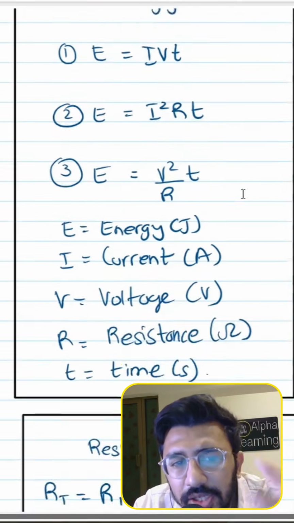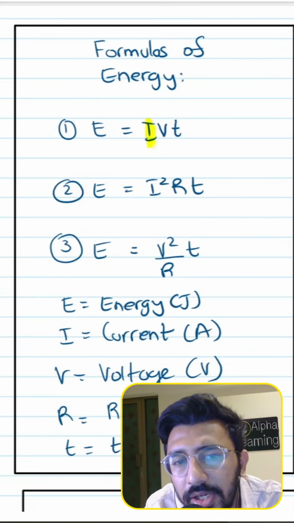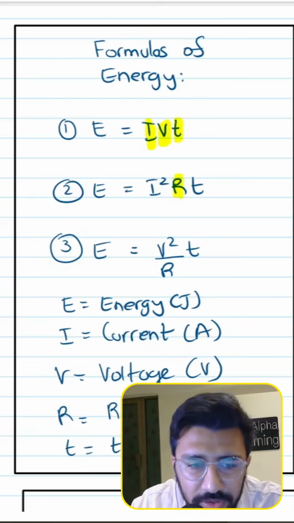इसी तरह energy के भी तीन formulas हैं. Energy is equal to IVT, energy is equal to I square RT, energy is equal to V square T over R, I being the current, V being the voltage, T being the time, R being the resistance.